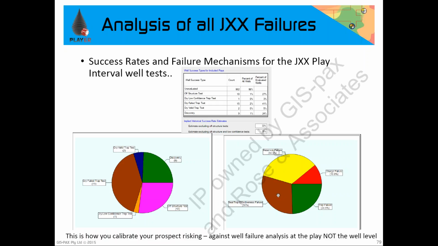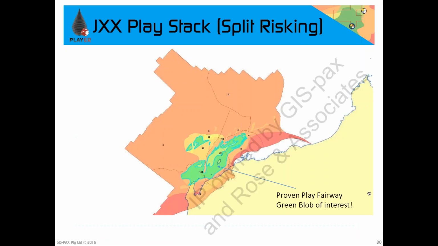But I could also look at what the elements were that failed, and you can see here I can start burrowing down into the failure elements. And this is how you calibrate your prospects. You calibrate them against well failure, play by play. You don't do it at the well level. So we've made some reservoir, seal and other evaluations.